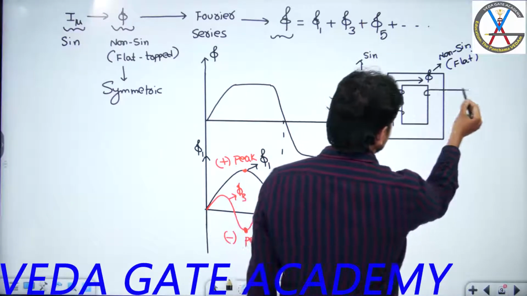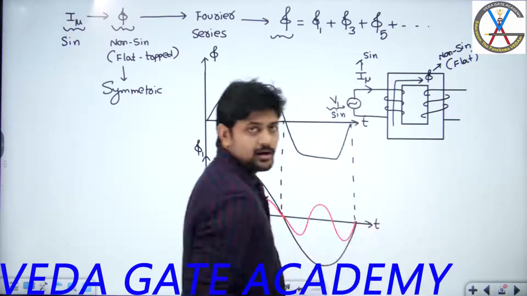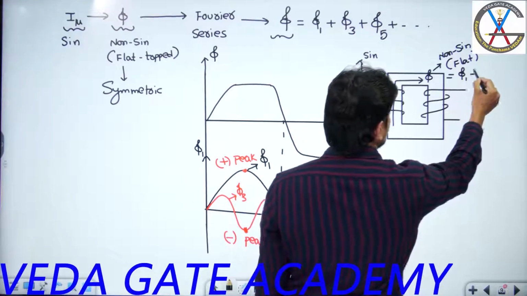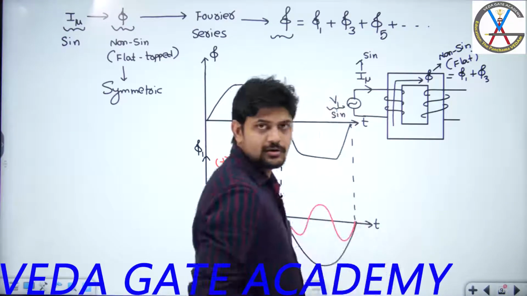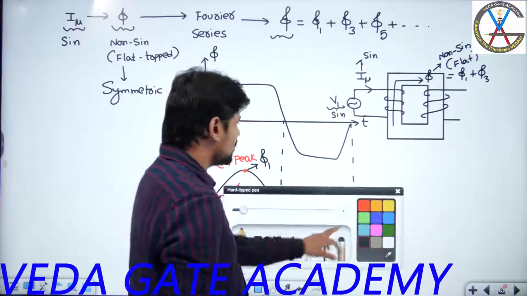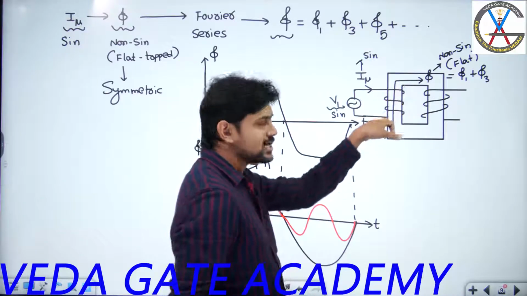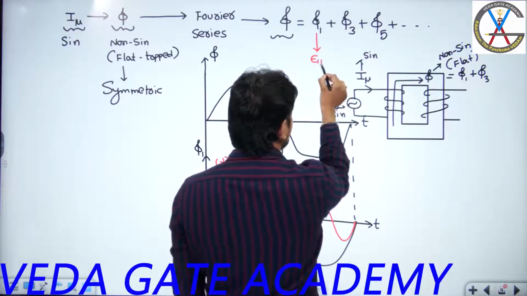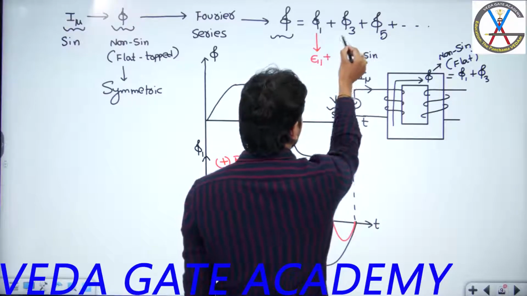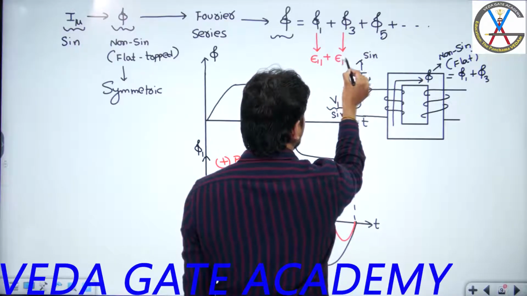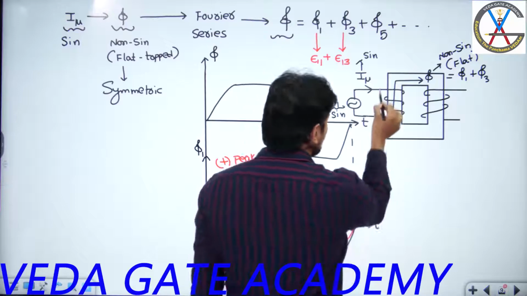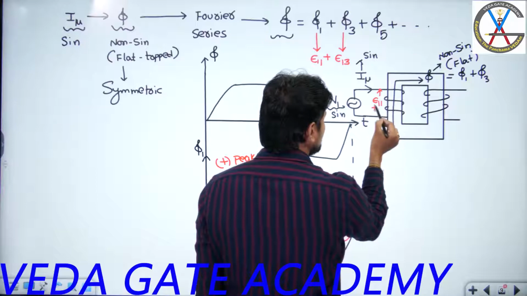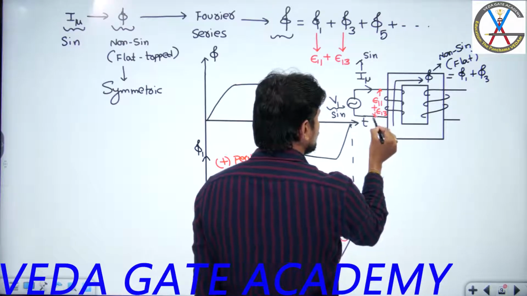Let us assume this is my secondary winding. The moment this flux is non-sinusoidal, flat topped in nature, it contains fundamental flux as well as third harmonic flux. Yes or no? It contains fundamental as well as third harmonic flux. So the fundamental flux will be linking with this winding. If the fundamental flux is linking with the winding, you will get a fundamental induced EMF in the primary. As well as if the third harmonic flux is linking with the primary winding, you are going to get a third harmonic induced EMF. So that means this primary winding contains two EMFs. Because of the fundamental flux, one EMF will be induced. Because of the third harmonic flux, you will get one more EMF.